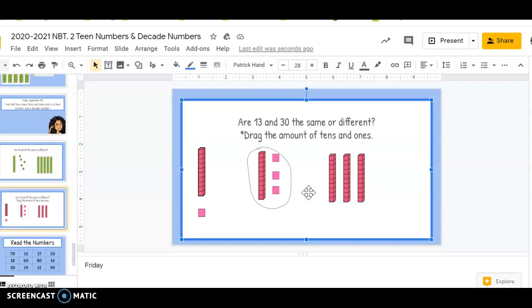Sorry, I got a little tickle in my throat. So I know that these are not the same because over here I have ones left over and only one group of tens. And then over here I have 3 10 sticks making it 30. So those are not the same amount.